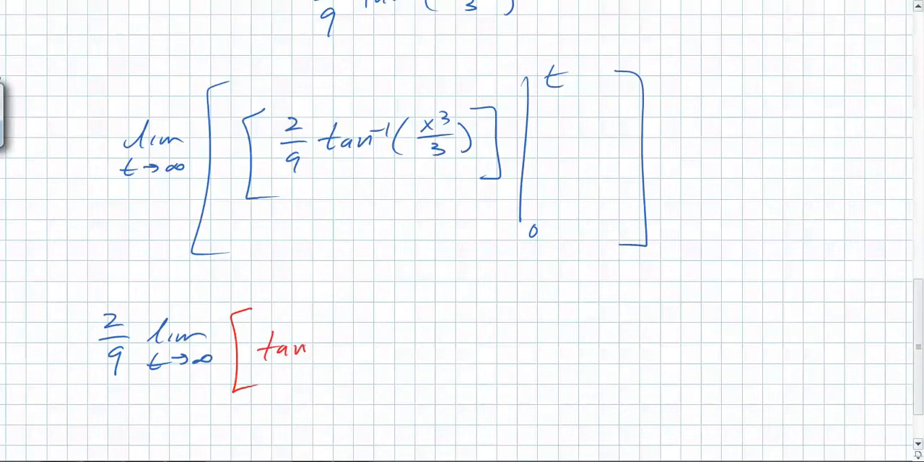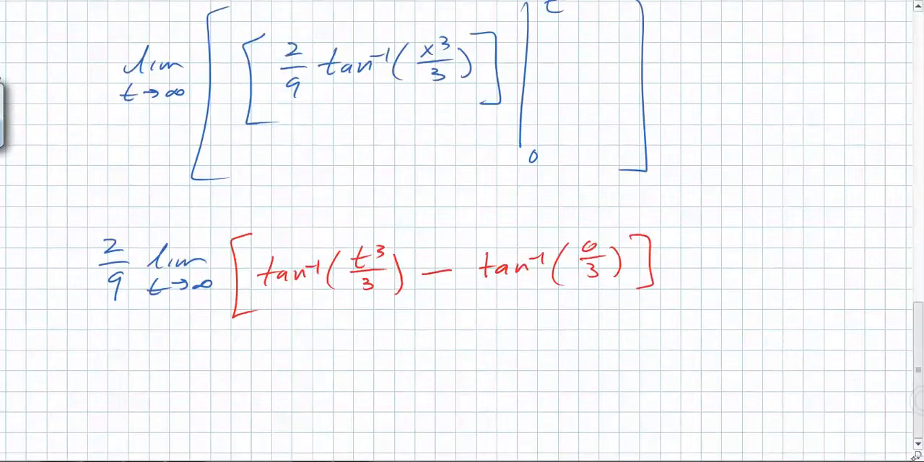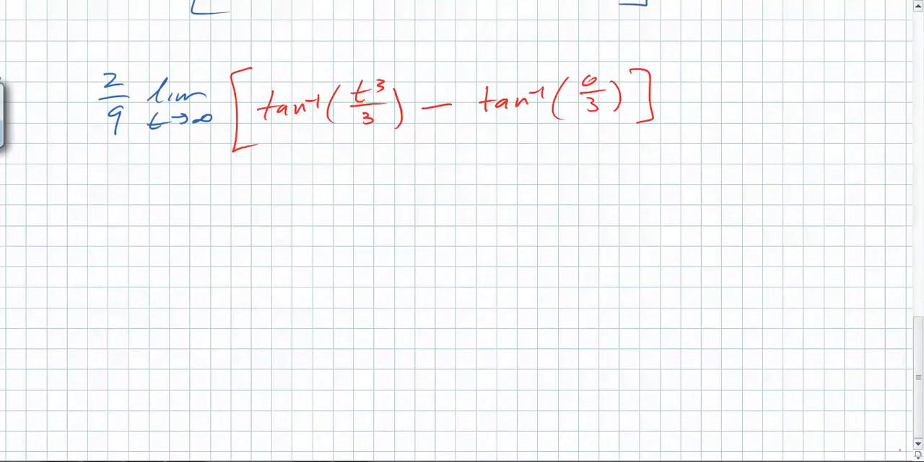Of tan inverse of t cubed over 3 minus tan inverse of 0 over 3. What's tan inverse of 0? 0. That actually works nicely. What's tan inverse of a bajillion?